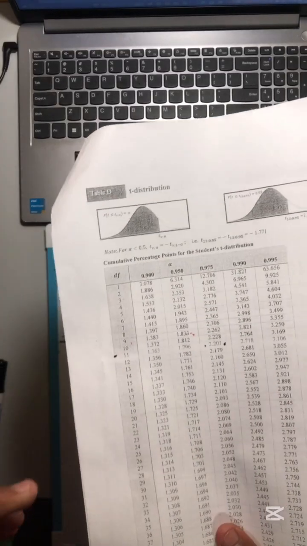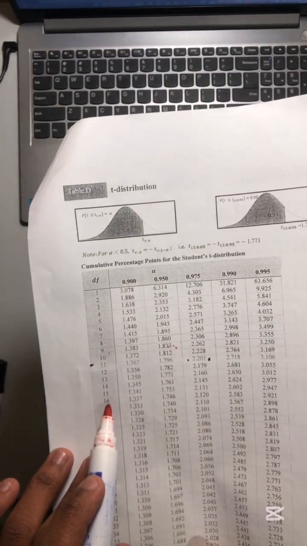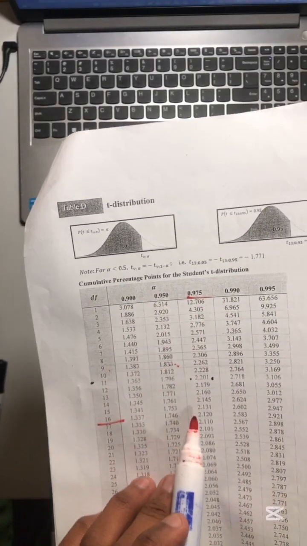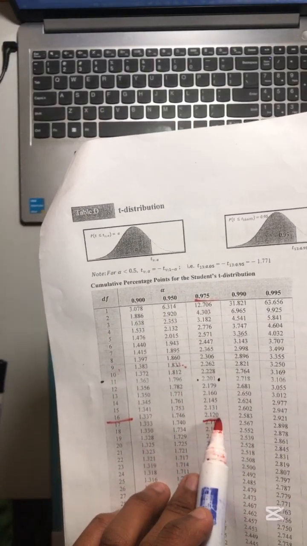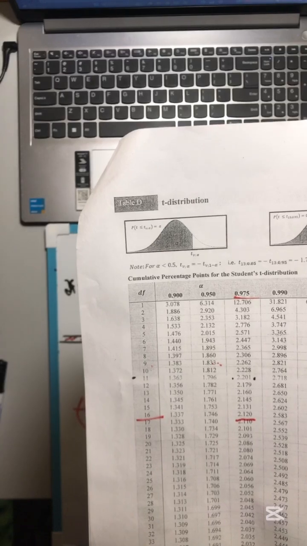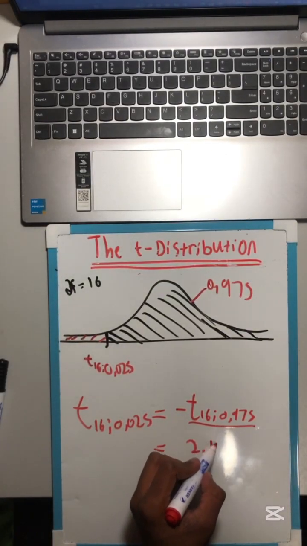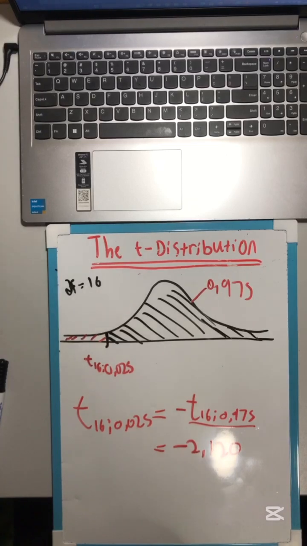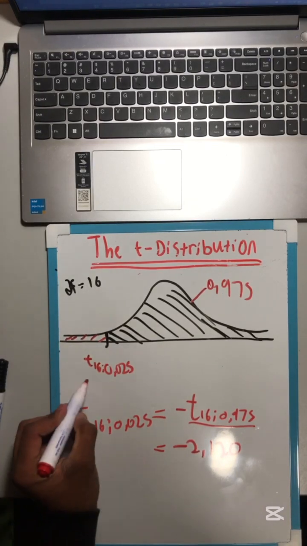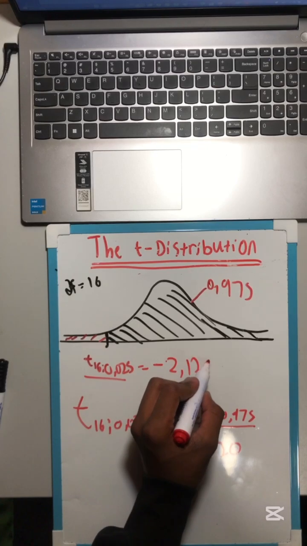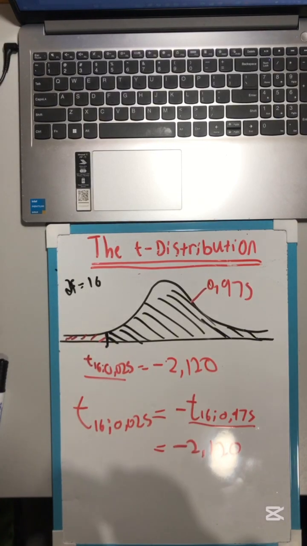So ngiyahamba la ngiyoma degrees of freedom awu 16 nawa la and 0.975 nawo lama values lawa ahlangana la ku 2,120. So 2,120 mara o negative, yabo. So le value le is equal to negative 2,120, yabo.